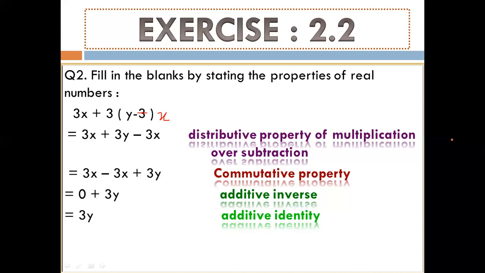In the next step, when we simplify 3x minus 3x, the answer becomes 0. It means that they both are additive inverse of each other. That's why our answer becomes 0. 3x minus 3x is 0 and this is additive inverse. Now when we add 0 with 3y, the answer is unchanged. This is 3y. Here we use the additive identity.